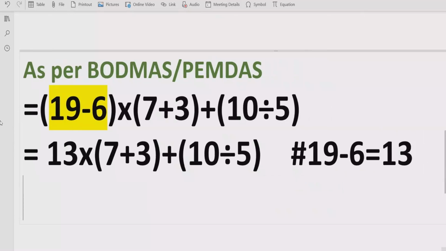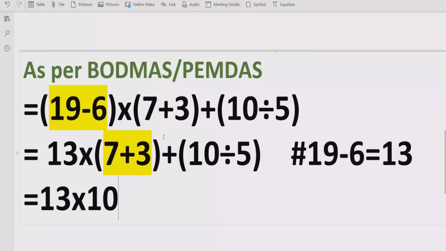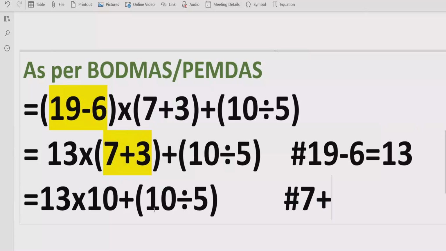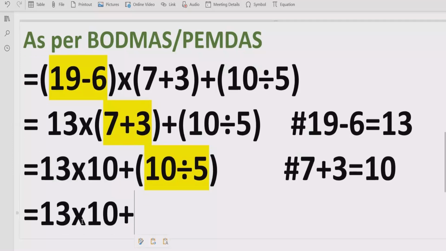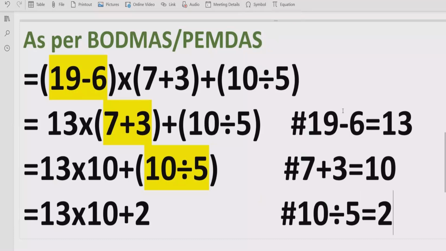Now, move forward to solve the second bracket, which is 7 plus 3, which equals 10. And this part I am writing as it is. And here I will give the reference like 7 plus 3 equals 10. Now, I will solve the third bracket. In the third bracket, I have 10 divided by 5, which equals 2. So, here we will give the reference 10 divided by 5 equals 2.